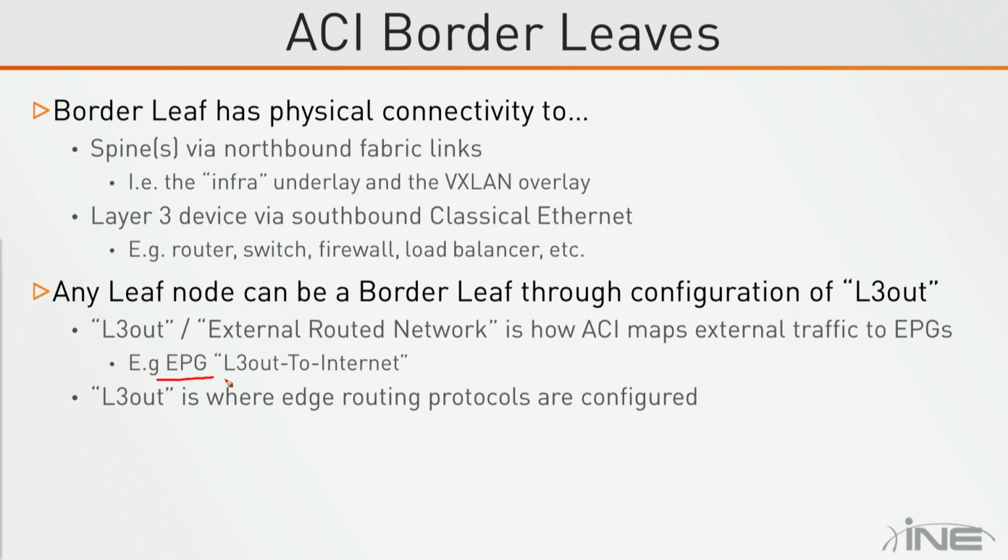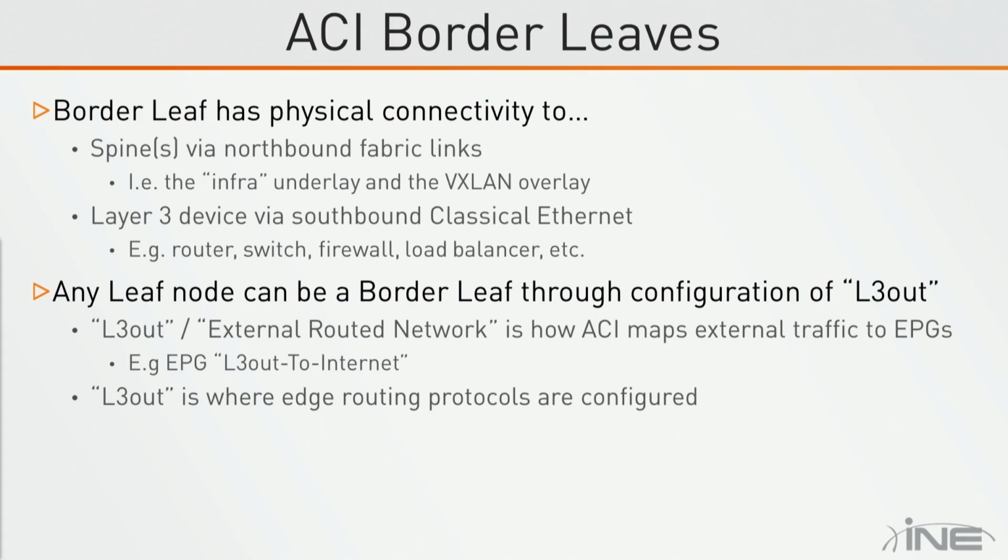It's essentially mapping traffic from the external network to an endpoint group that we can then use for classification inside of our contracts, inside of our subject and filters. So we'll see that L3 out is specifically going to be where our edge routing protocols are going to be configured on the border leaf switches.